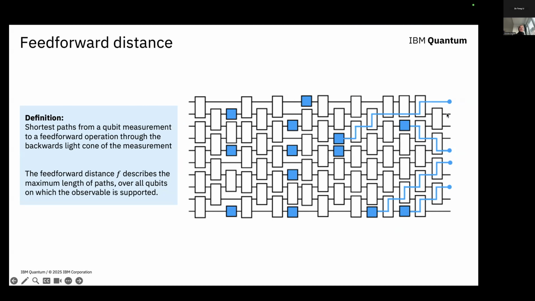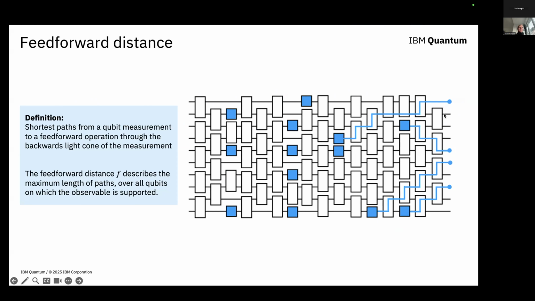So basically, if we consider one measurement onto one qubit at the end of our circuit application, the feed-forward distance corresponds to the shortest path from a qubit measurement to a feed-forward operation. We consider the feed-forward operations to be those blue boxes, and to make things even a bit more complicated, we're looking at the maximum of the shortest paths from a qubit measurement to a feed-forward operation.